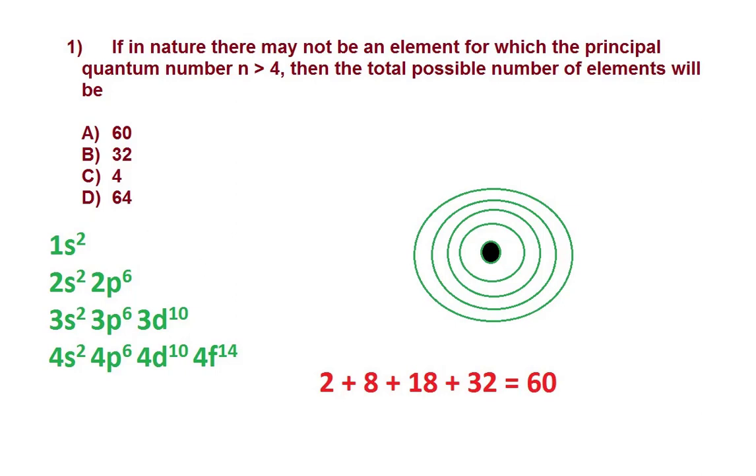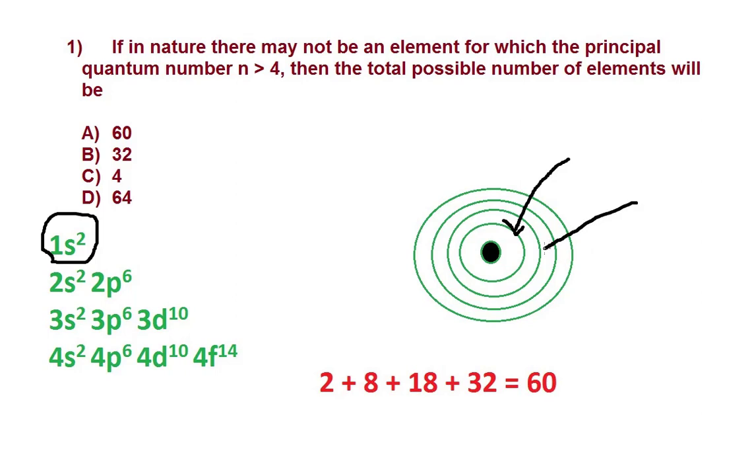What is given is, we suppose we only have elements in nature for which the value of principal quantum number is not greater than 4. It is only up to 4. I've drawn four shells here. This is the first shell, and in the first shell only 2 electrons can exist. It is one s2 orbital.